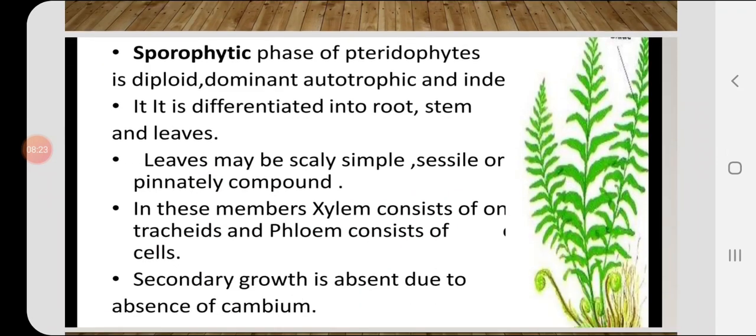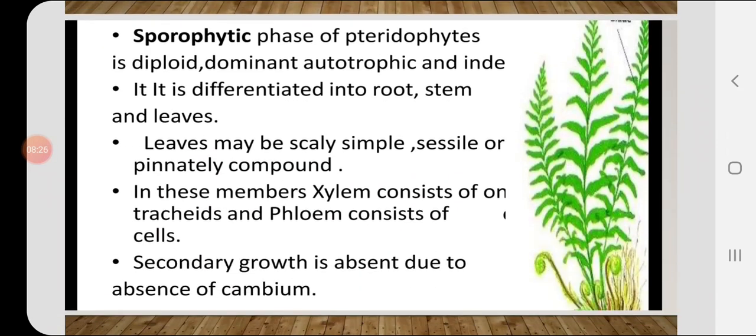Next, moving to the sporophytic phase. As I have told you, there are two phases, the sporophytic phase and the gametophytic phase. What is the sporophytic phase? The sporophytic phase of pteridophytes is diploid, dominant, autotrophic and independent. Dominant means they are more powerful, autotrophic means they prepare their own food material, and independent means they don't depend on anything else. Since they prepare their own food, they don't have to depend on anyone, so they are known as independent.